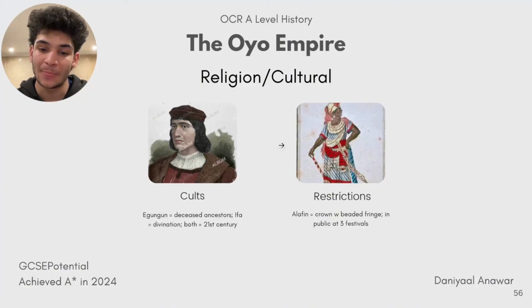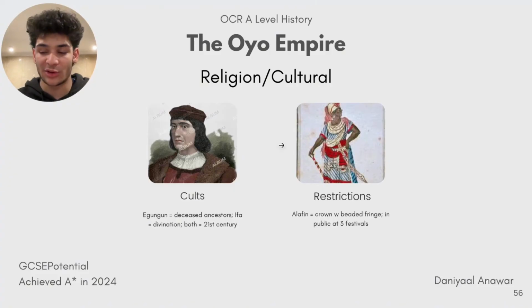The second point was restrictions. So the Alafin was seen as a leader, not just to be listened to, but also to be worshipped. He wore a crown with a beaded fringe. Don't really know what that means, maybe Google it, but it's important. He wore a specific type of crown, and he only appeared in public at three festivals throughout the year.